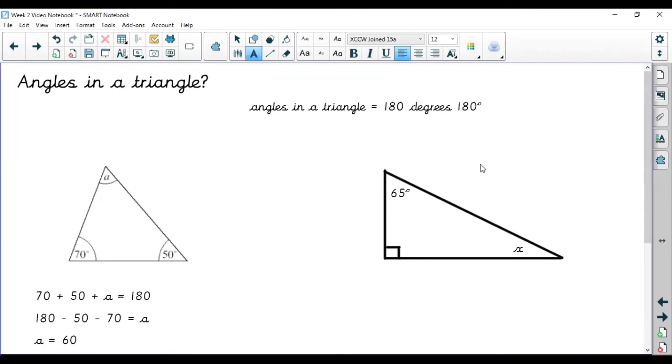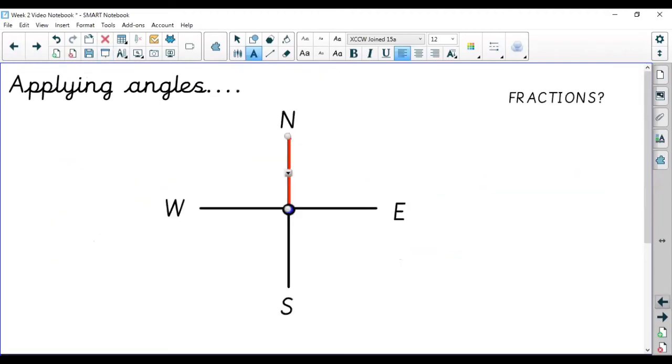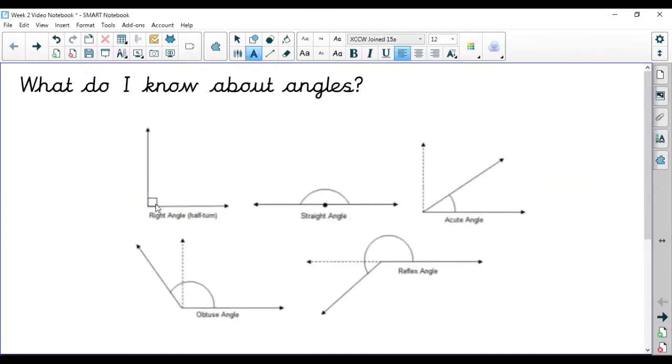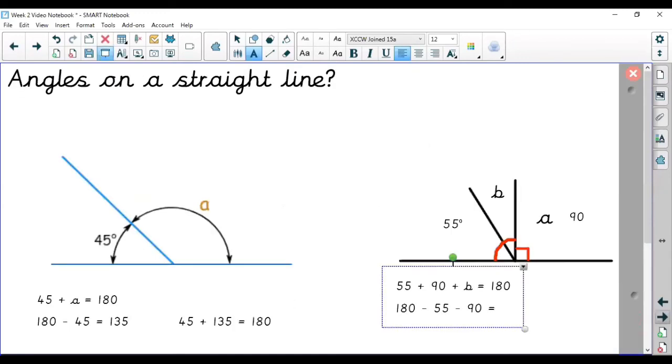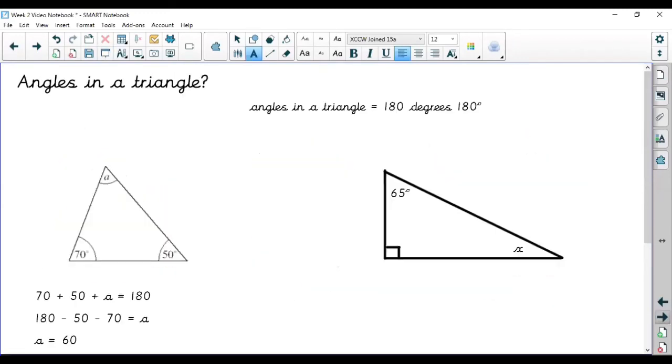Brilliant. Now this one, we've only got one angle here, okay? But remember, all of the angles in this triangle should add up to 180. So what I would do here is I've got two missing angles. Remember what I said earlier, this angle here. If we go right back to the beginning, this angle is exactly the same, and it's got that little marker inside the angle, which means it's 90 degrees.